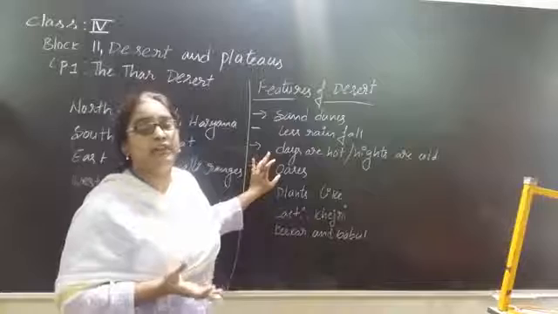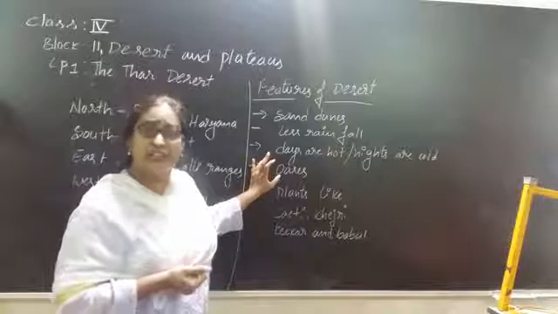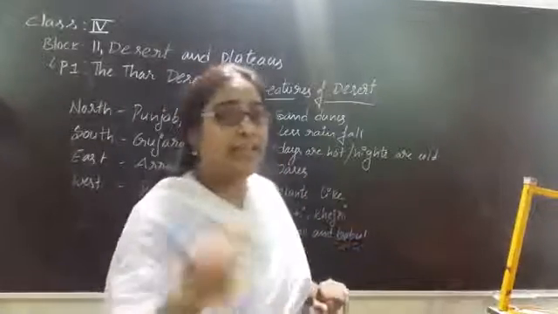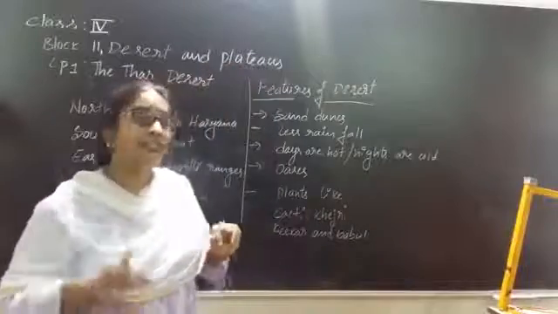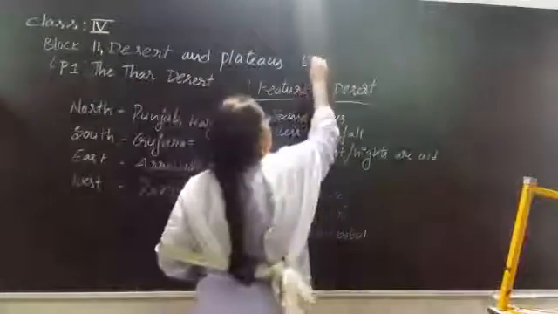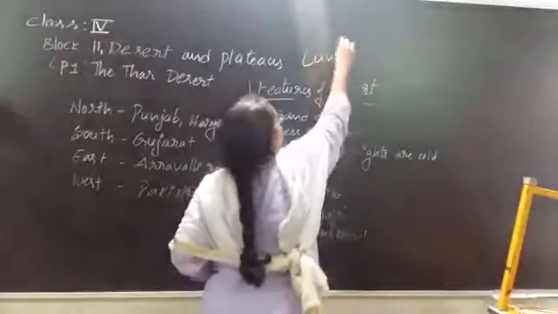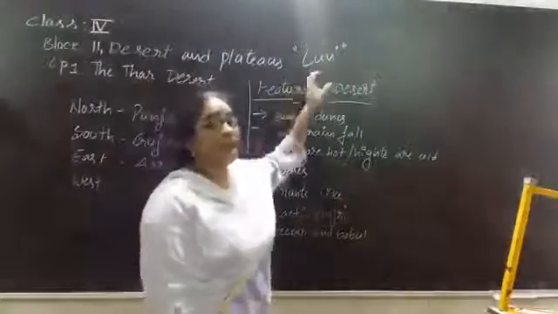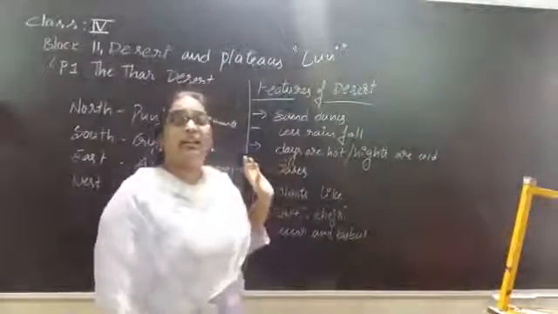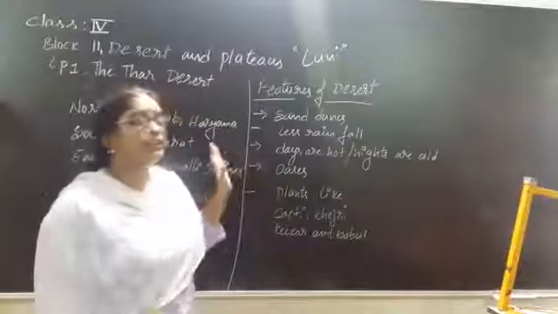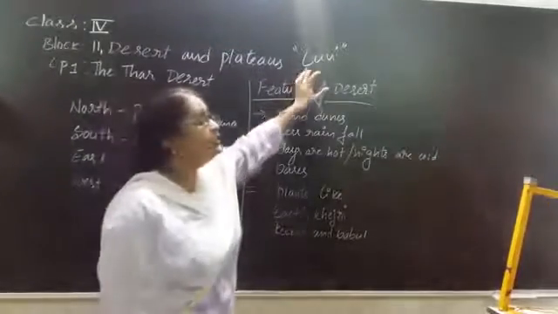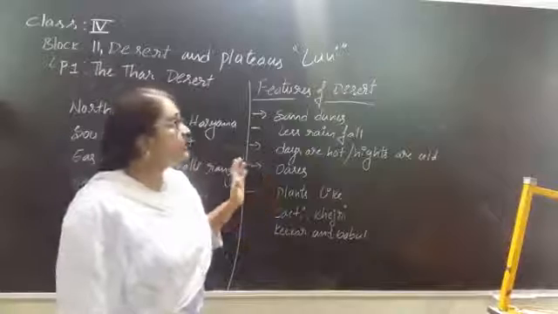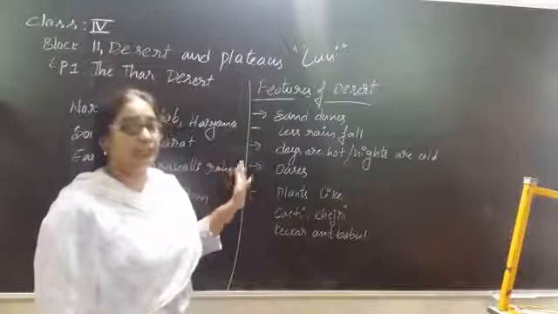Due to less rainfall, do we have any rivers in here? Yes. Even though there is less rainfall, in the desert we have one river named the Luni River. This Luni River depends mainly on the rains. If the rains are good in the desert, only at that time can we see this river. If the rains are very less, we can't see the Luni River.